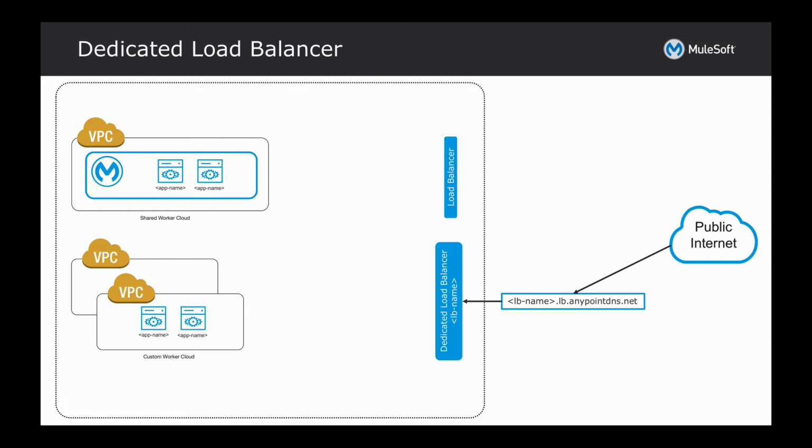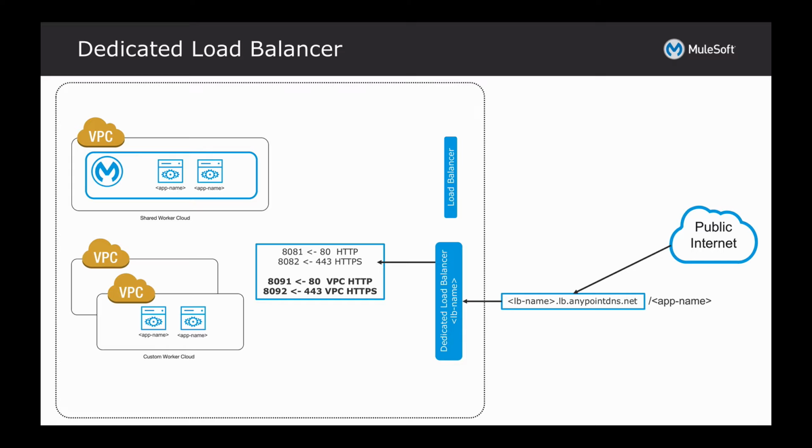That dedicated load balancer provides its own DNS name, the load balancer name.lb.anypointdns.net. When you make a request from the public internet to that name, it goes through that initial port mapping, right? 80 to 8081 and 443 to 8082. There can also be port 80 to 8091 and port 443 to 8092.